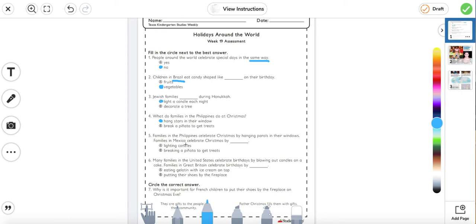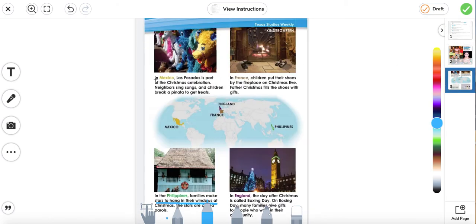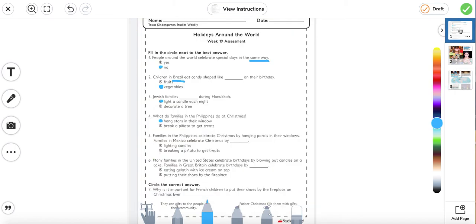Number 5, families in the Philippines celebrate Christmas by hanging paroles in their windows. Families in Mexico celebrate Christmas by, do they light candles or do they break a piñata to get treats? In Mexico, Las Posadas is part of the Christmas celebration. Neighbors sing songs and children break a piñata to get treats. So families in Mexico celebrate Christmas by breaking a piñata to get treats.